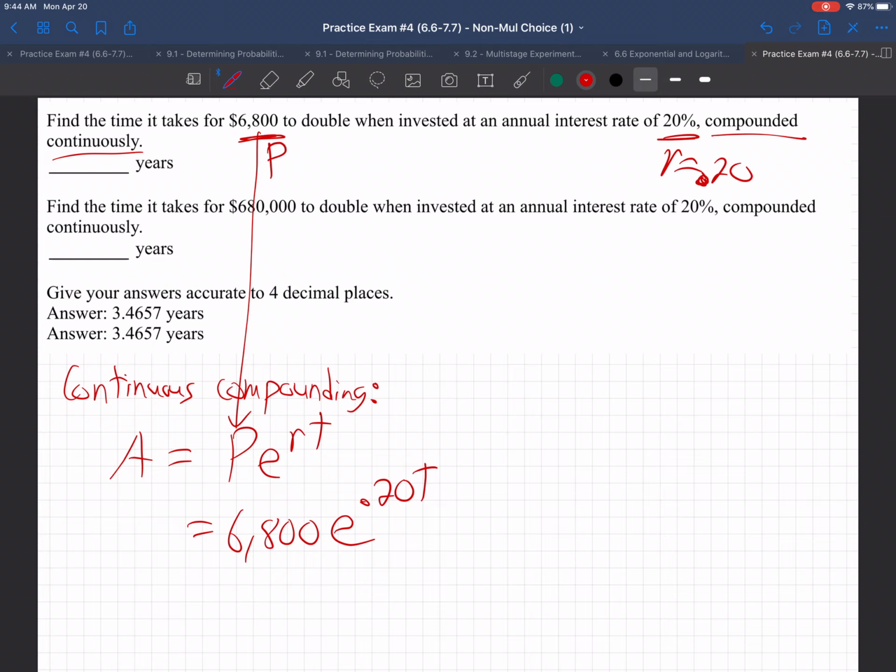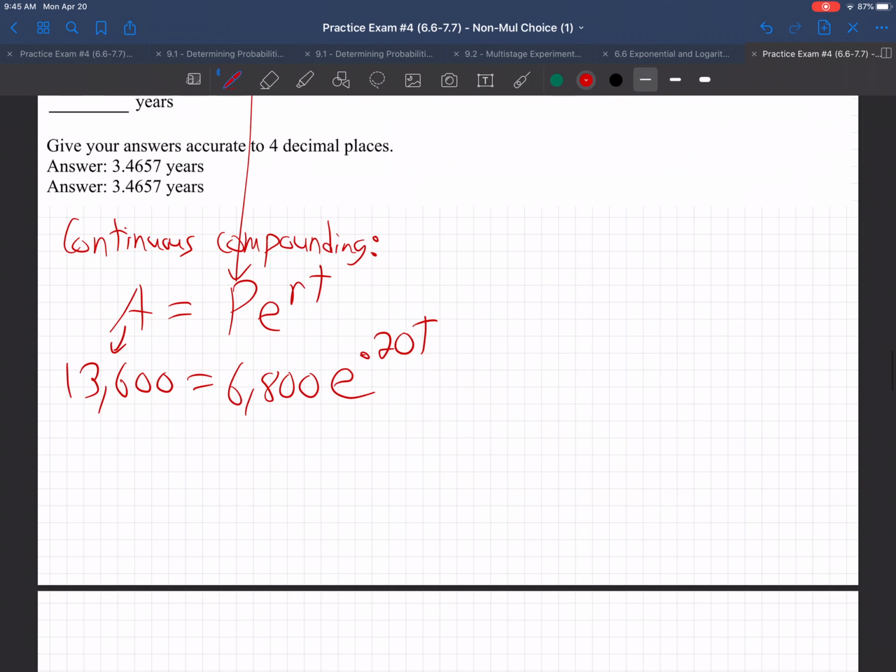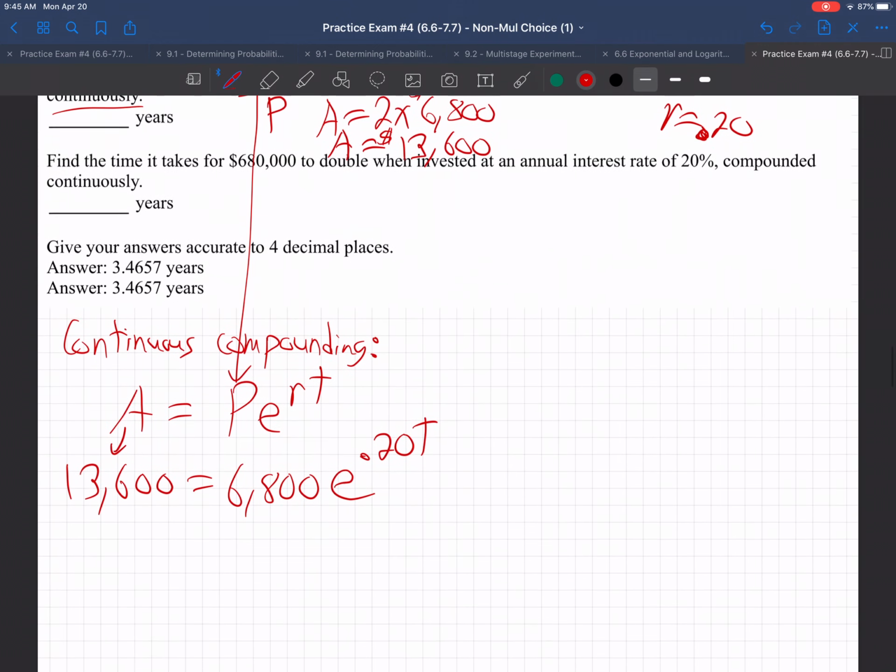And now what's the amount? Well, we want it to double. So the amount will be 2 times $6,800. So what is it? 13,600. So we want the amount to become $13,600, don't we? That's the A. All right, so there's our equation. We need to solve that for T. How do we solve that equation for T?